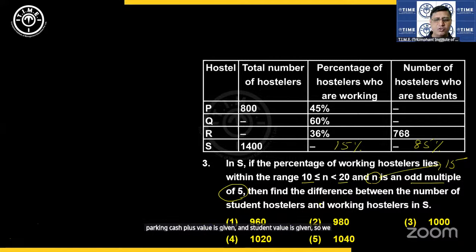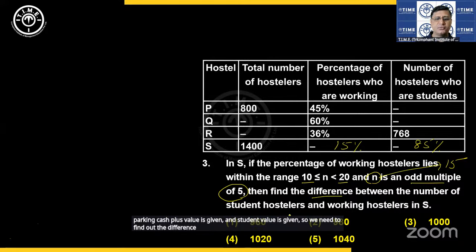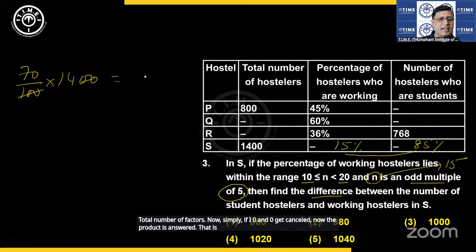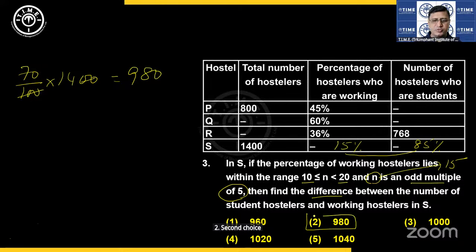So we need to find the difference between the number of student hostelers and working hostelers. Now, what is the difference here? The difference is 85 minus 15, that is 70% of the total number of hostelers. Now simplify, 0 and 0 get cancelled. Now the product is the answer, that is 980. The right choice is option number 2. The second choice is the right option. Okay.